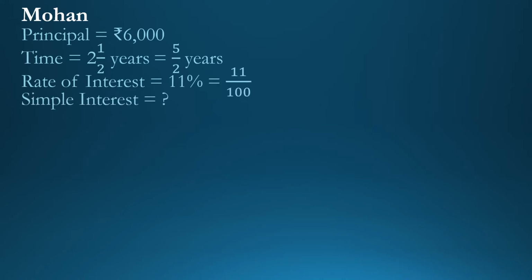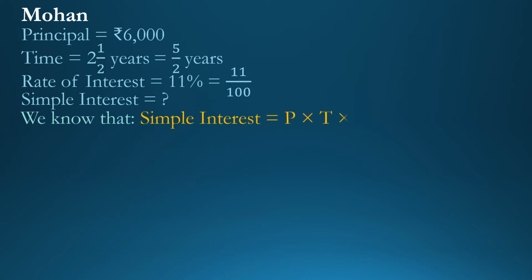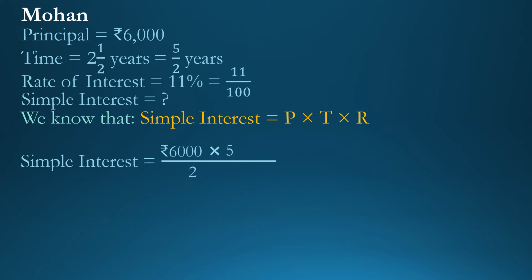And simple interest we have to find out. We know that simple interest is equal to principal multiplied by time multiplied by rate of interest. Now put the value. Principal is equal to rupees 6,000, so write down rupees 6,000. Then write the multiplication sign as it is. Time is equal to 5/2 years, so write down 5/2. Again write the multiplication sign as it is. And rate of interest is equal to 11/100, so write down 11/100. Now simplify.